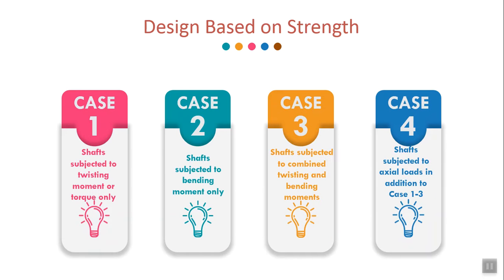So here when we talk about design based on strength, as we discussed, stress will be a major part. So we'll have four cases. Case one, when the shaft is subjected to only twisting moment, or torque only. In the second case, the shaft is subjected to bending only. In the third case, the shaft is subjected to combined bending and twisting. And the fourth one is the shaft subjected to axial loads in addition to bending and twisting.